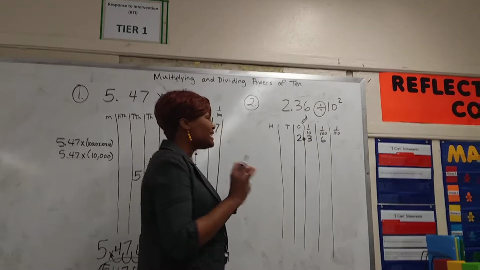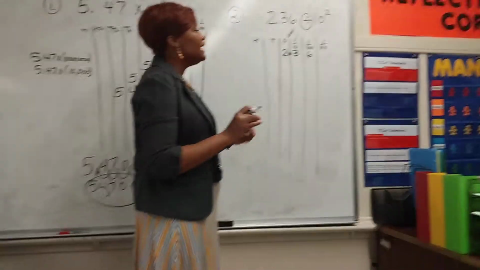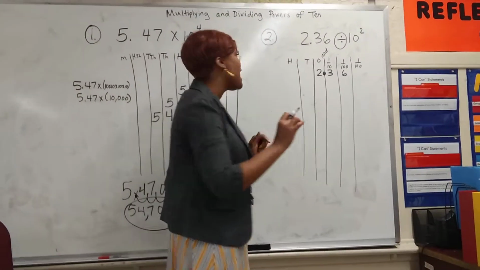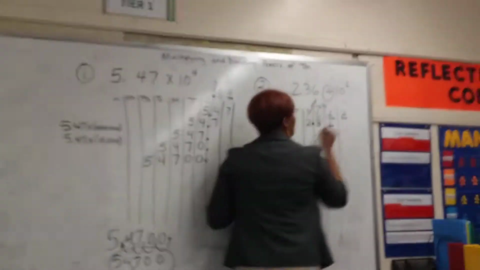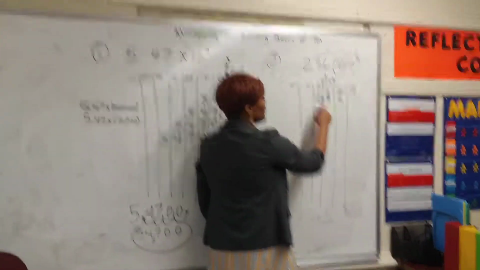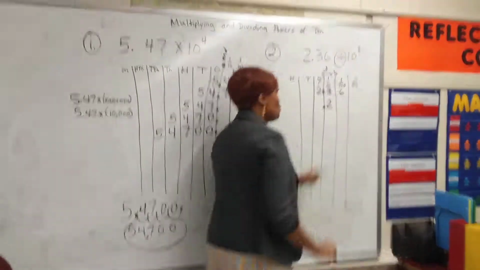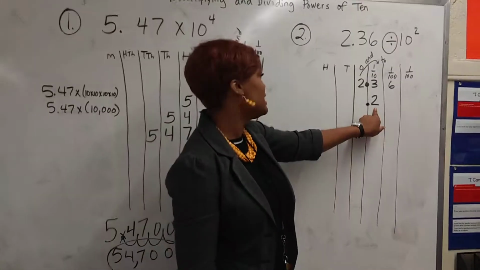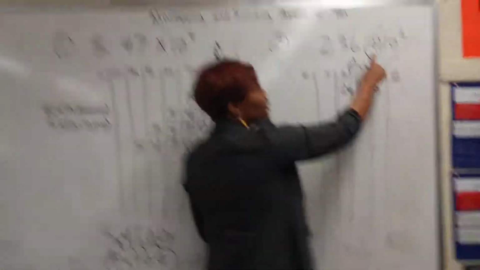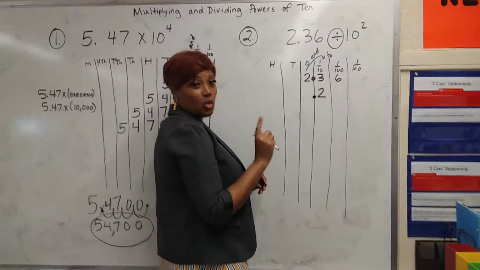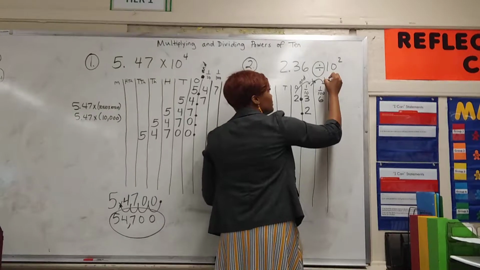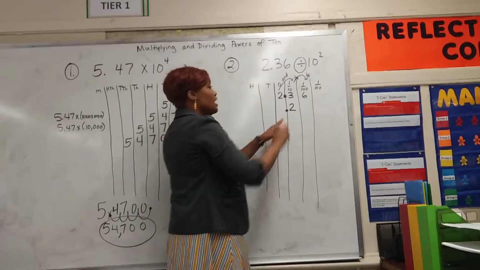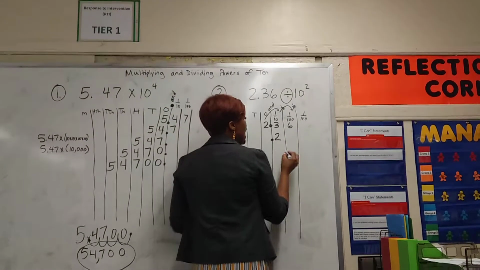All right, so let's see what that looks like. If we're dividing, then it's decreasing by 1/10. So 1/10 of 2 ones is 2 tenths. But I want to decrease by hundredths because 10 squared is 100. So I need to go to the next place value. 1/10 of 2 tenths is 2 hundredths.